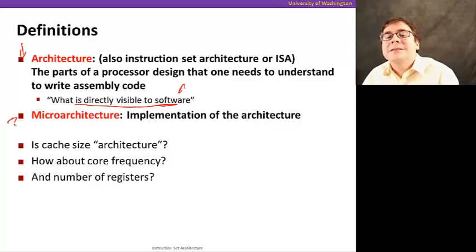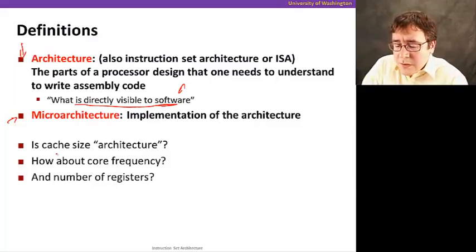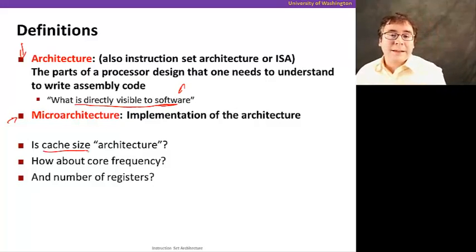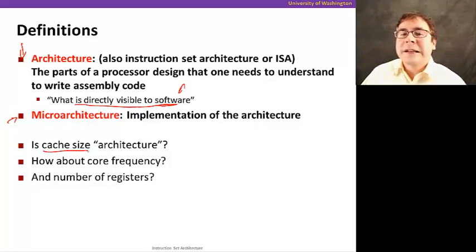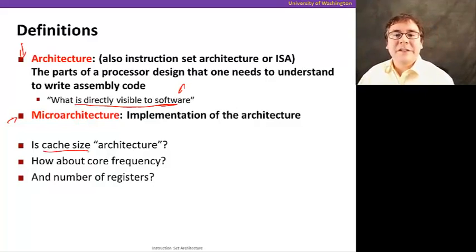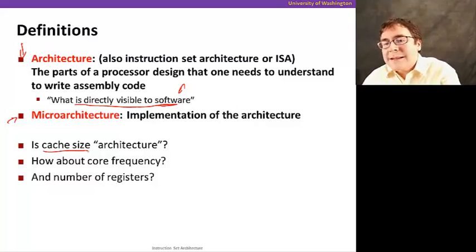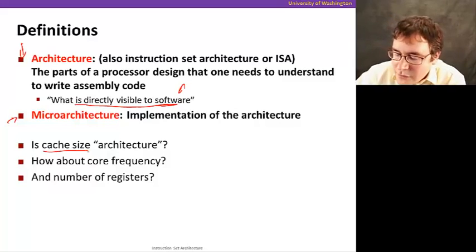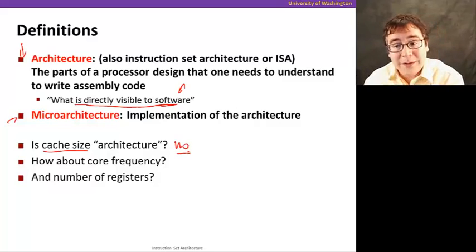Okay, so let's just think through some examples here. As we saw briefly, and we're going to see more detail later in the course, a cache is a very fast piece of memory that lies inside the processor that happens to hold recently accessed data. So now, is cache size architecture? Well, it's not directly visible to software. It's used by software, but the size is not directly visible, so it's not part of the architecture.